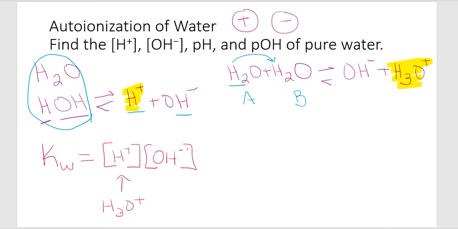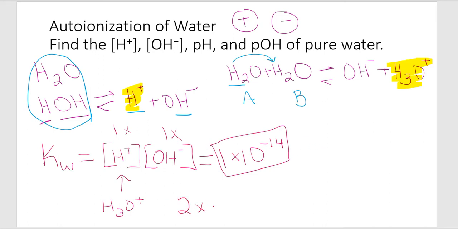When we actually measure it out experimentally, it gives us a number that's 1 times 10 to the negative 14. And so we know that whatever hydrogen is, whatever hydroxide is, it has to equal this number. If I wanted to find half of that, because we know that this is 1x and this is 1x here, that means that we have 2x. We have 2x equals 1 times 10 to the negative 14, which means that both hydrogen and hydroxide have to be the exact same for water.